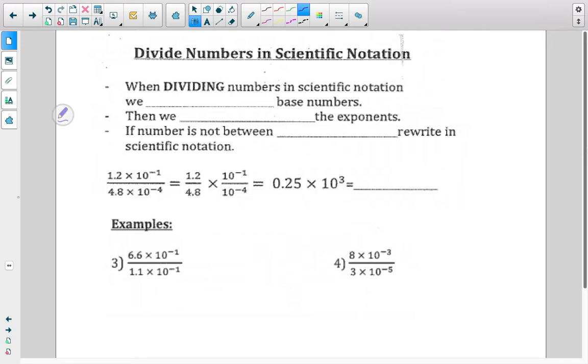When we divide values, we're going to actually divide the base numbers. Then we're going to subtract the exponents. This is like our old battle, right? We're dividing right there, or simplifying that fraction. If C is not greater than or equal to 1 and less than 10, then we need to rewrite it. Now if we have to rewrite it this time, it means the number is likely going to be too small to be in scientific notation. So we're going to have to move it to the right and subtract 1 from the exponent.